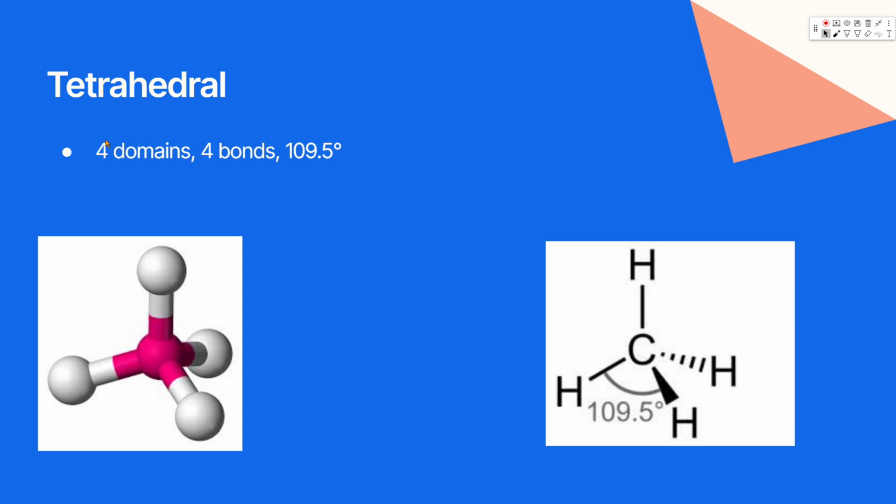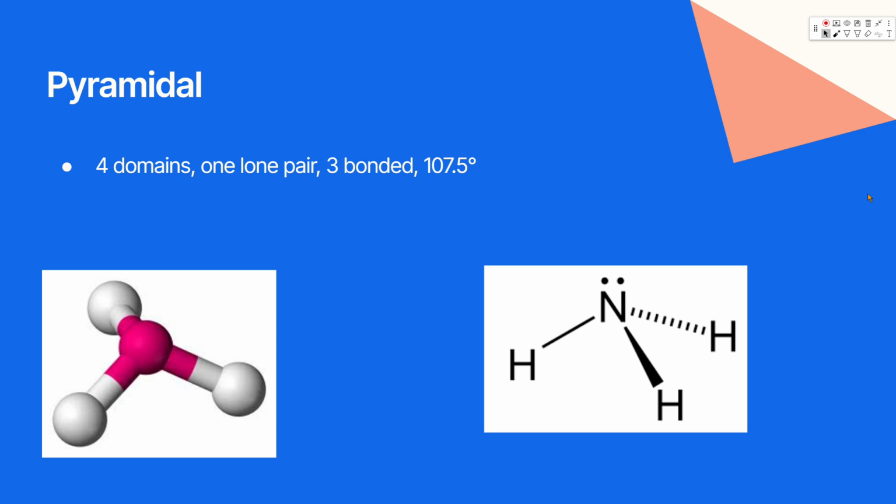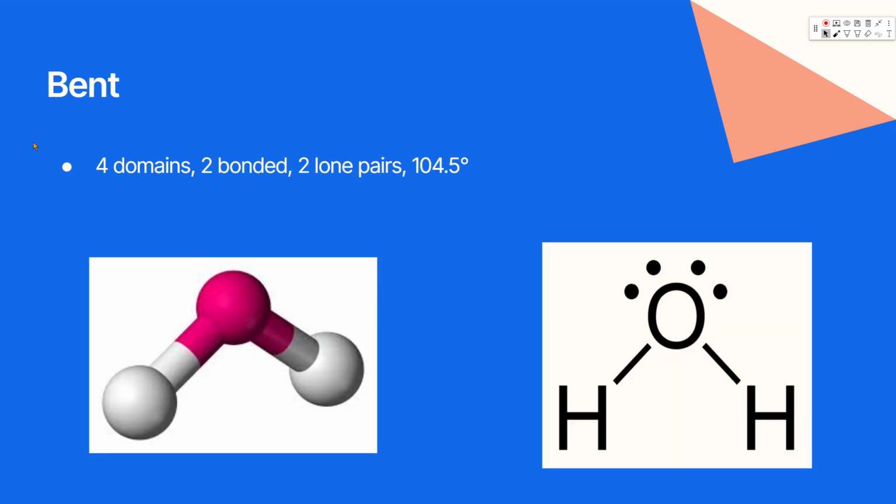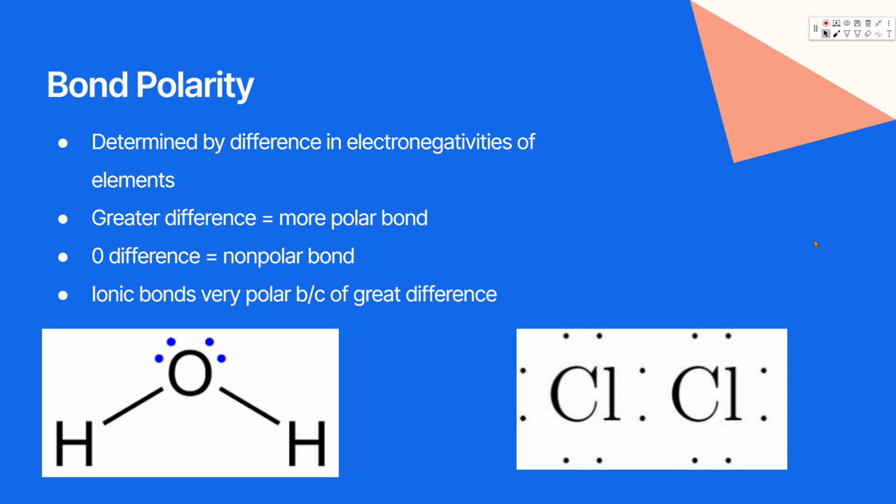My tetrahedral shape will have four domains with four bond sites with about 109.5 degree bond angles, like in CH4. My pyramidal shape will have four domains with one lone pair and three bond sites with about 107.5 degree bond angles, like in ammonia. My bent shape will have four domains with two bond sites and two lone pairs with about 104.5 degree bond angles, found in water.